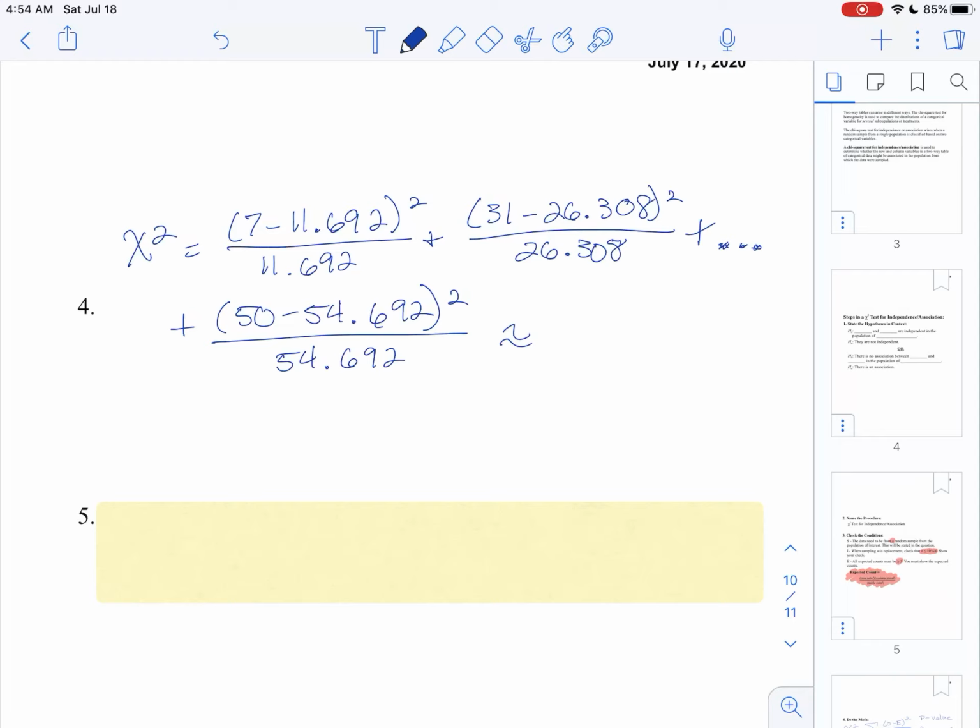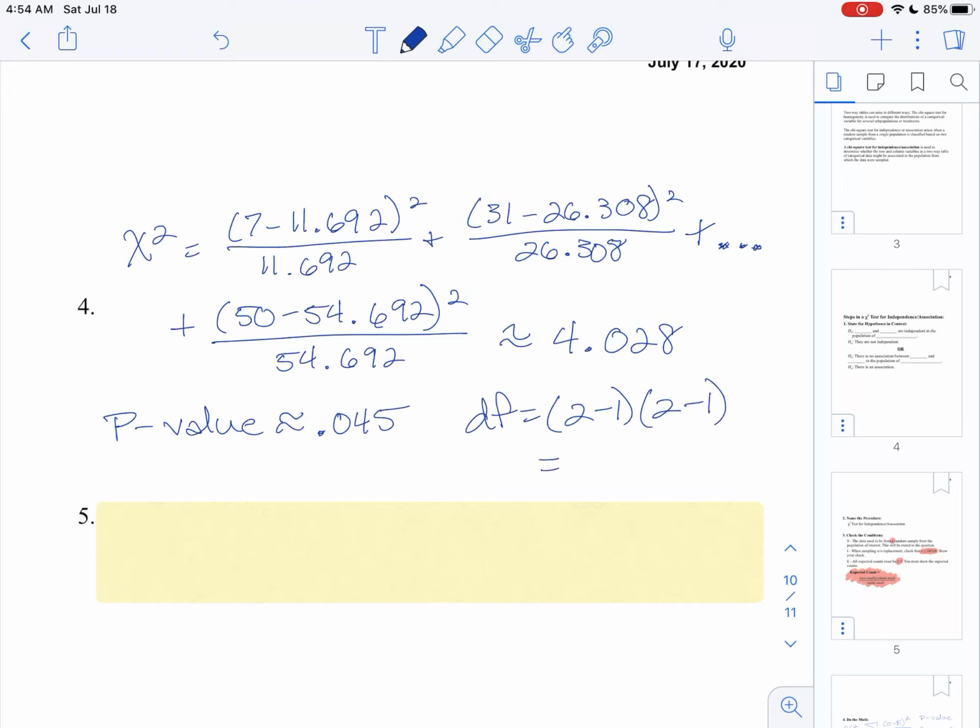I got a chi-square statistic of 4.028. And my p-value, again, from my calculator, was about 0.045. And my degrees of freedom was, we had 2 rows, male and female, without the totals, right? Minus 1, times 2 columns, lingering fear yes or lingering fear no, not the totals, minus 1. So 1 times 1 is obviously 1. That was what the calculator said too for degrees of freedom.